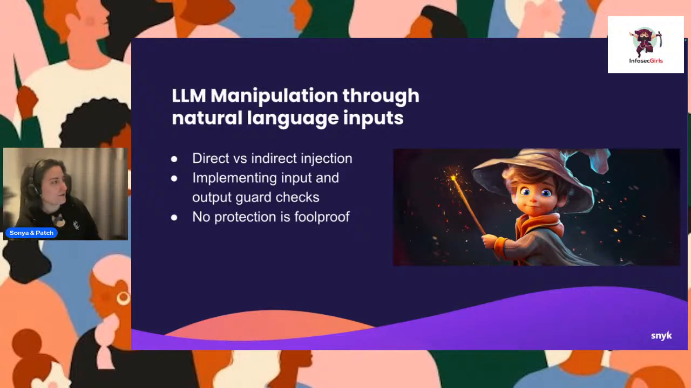Attackers might use prompt injection to trick the model into revealing sensitive information, to bypass content filters, to use privileged commands, just in general posing significant risk to the security of LLM systems. And there are two types of prompt injection. You have direct and indirect prompt injection.